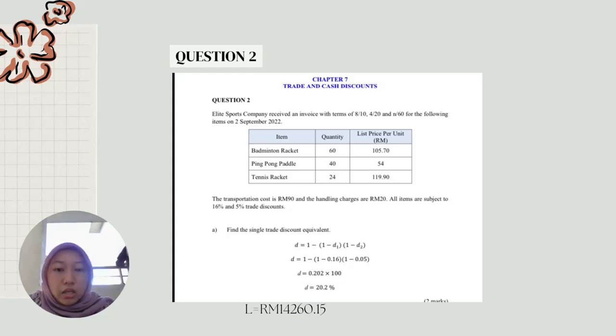Question A. Find the single trade discount equivalent. D equals 1 minus (1 minus D1)(1 minus D2). So we just subtract the answer from the above. So the answer is 0.202 times 100. The answer is 20.2%.